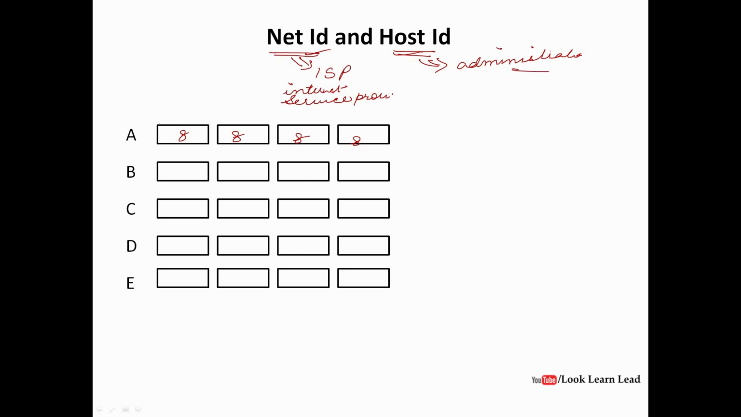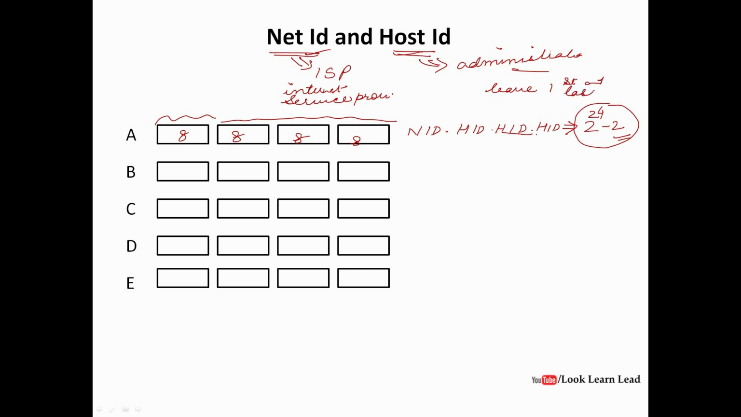For class A, the first octet is the net ID and the second octet is the host ID. That is, for class A it would be net ID dot host ID dot host ID dot host ID. So the number of hosts in class A would be 2 to the power 24 minus 2. The minus 2 is there because we always leave the first and the last address.